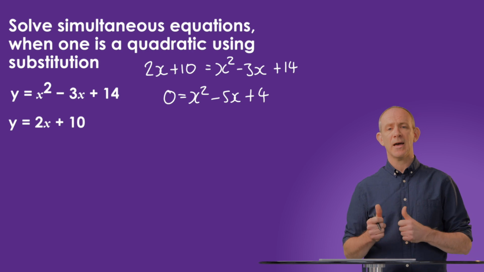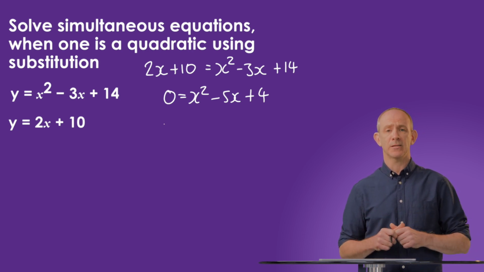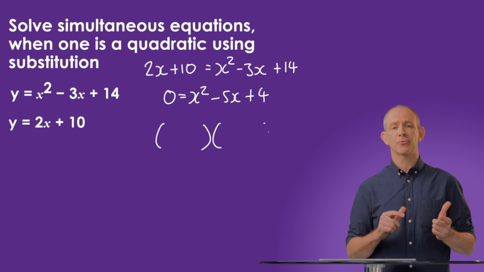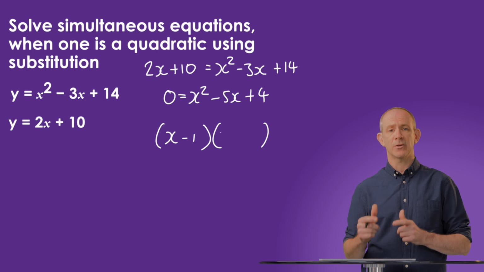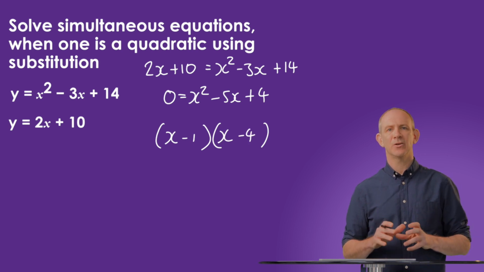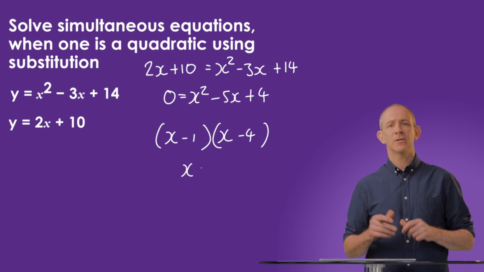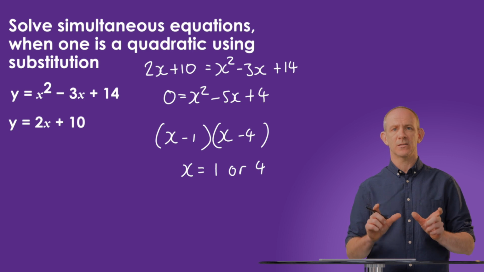We need two numbers that are going to add up to make 5, so 1 and 4 are going to be the candidates for it. So we can write it in brackets: (x minus 1), another brackets, (x minus 4). Now that we've completed the factorisation, we've got two answers for x. X is going to be 1 or 4 in order to make one of those sets of brackets 0.